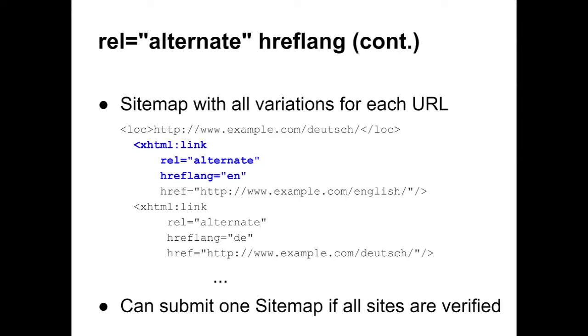If your international expansion spans across several sites, you can submit just one sitemap listing all alternates for each URL, as long as each of the websites is verified in Google Webmaster Tools.